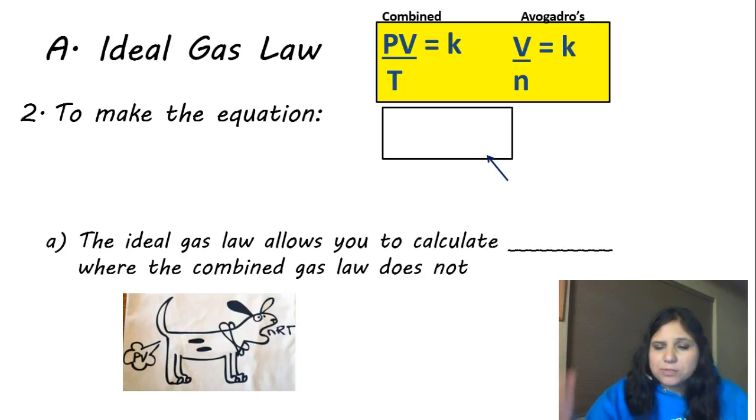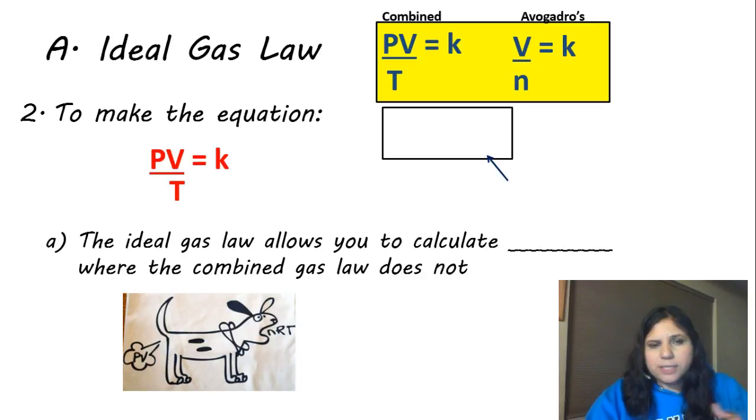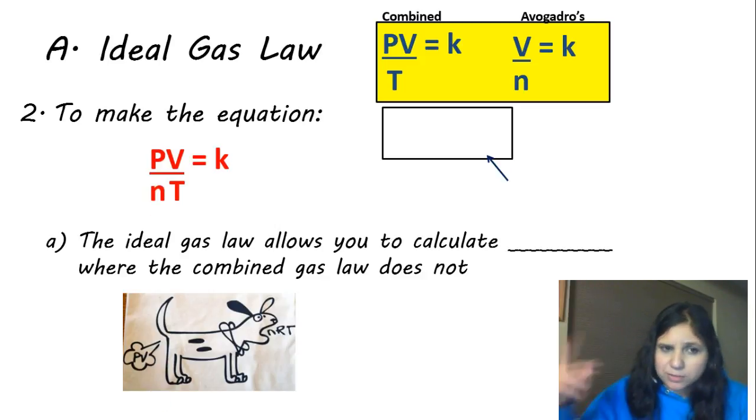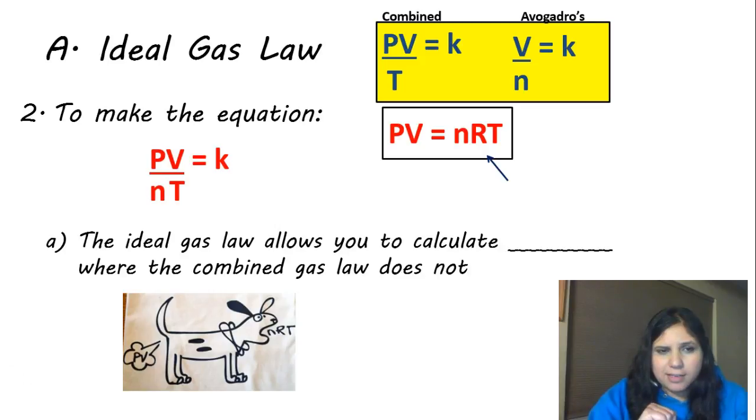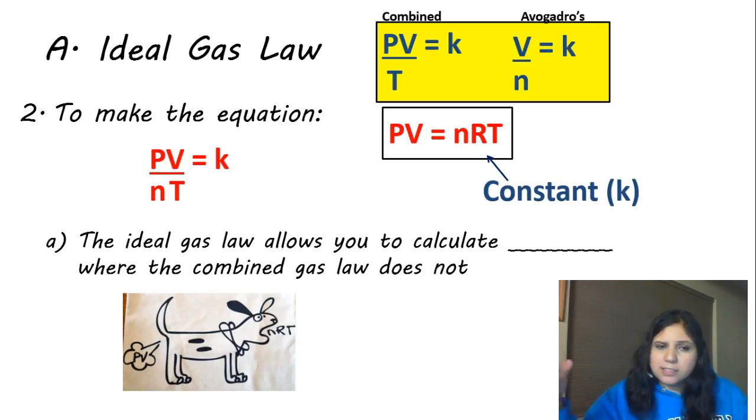Now if we combine those two, we have PV over T equals K, and then we throw in Avogadro's law, which says that N would be underneath V, so we just put it right next to it, and that's equal to K. Then we could rewrite this to make the ideal gas law, which is PV equals nRT, which is close to what I have over here on the left, except we have R, which is our constant. This constant gets a new letter. It's the letter R, which we call the ideal gas law constant.